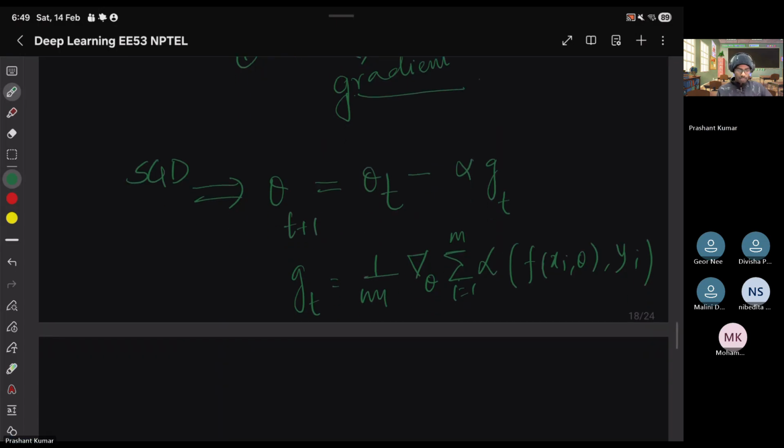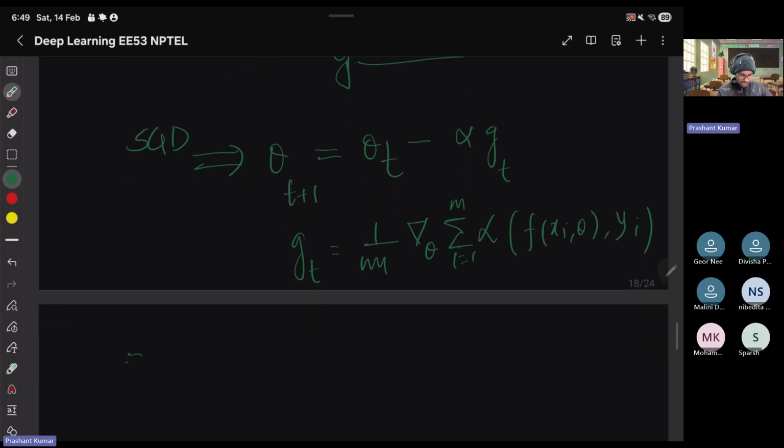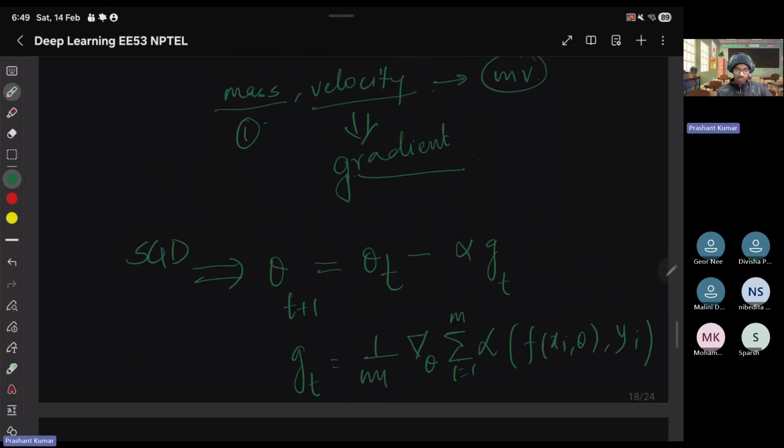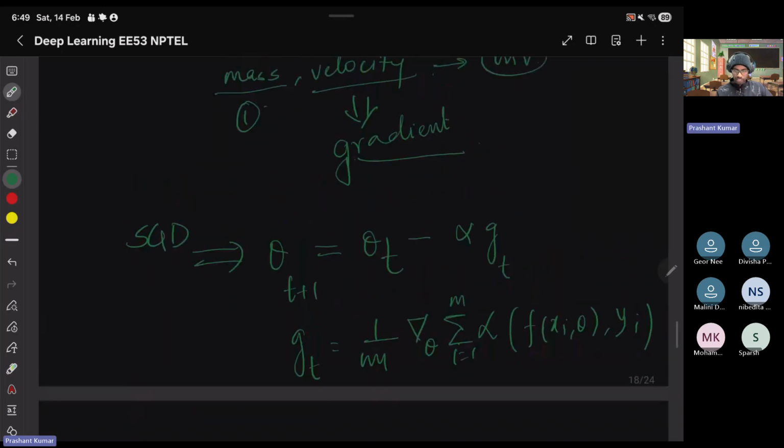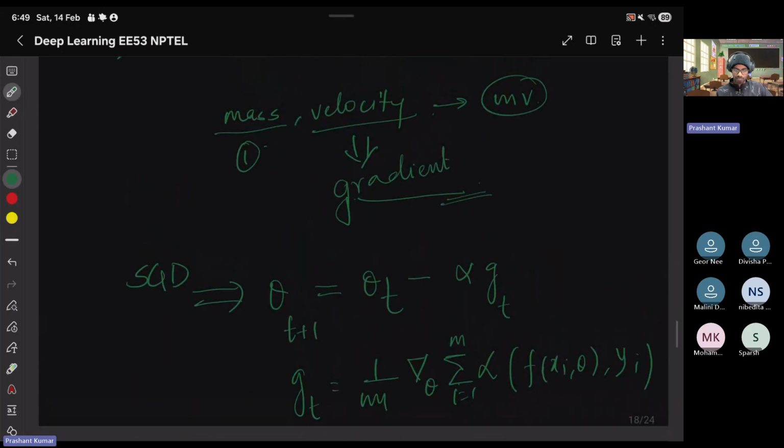Okay. Now we are saying that we are adding the term velocity. And velocity is related to the gradient.